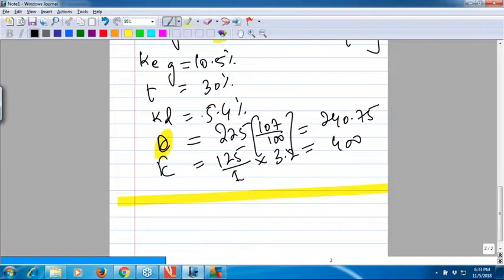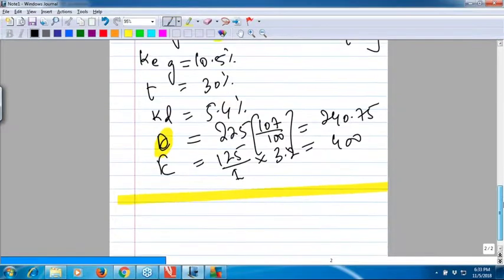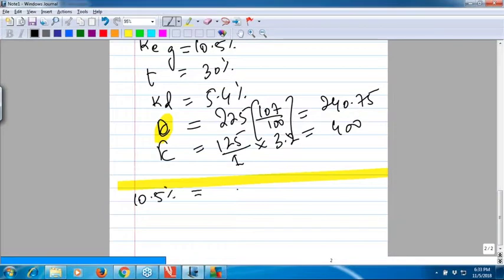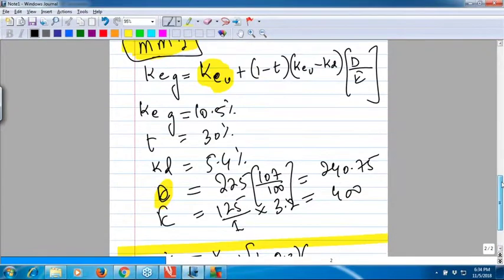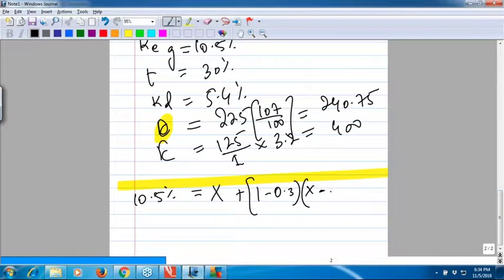Anyways, if we put these things into the scenario, our equation is going to be like this: 10.5% is equivalent to X, which is the Ke of the ungeared company, plus 1 minus 0.3, and then X minus 5.4%, and then D upon E, so it's 240.75 divided by 400. So what you'll have to do is solve for X. So what are we going to get when we solve for X?